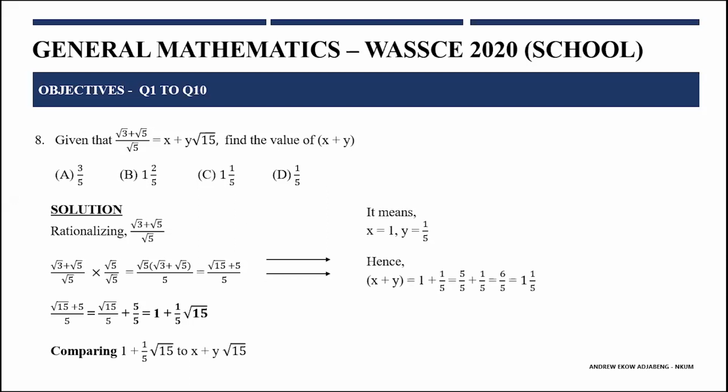Hence, when we substitute that into x plus y, which is the value we are solving for, we are going to have 1 plus 1 over 5. That gives us a fraction situation where we have 5 over 5 plus 1 over 5. Find the LCM, which is 5. And then we do our simple calculation, and we have 6 over 5. The end result being 1 over 5. Therefore, x plus y equals one whole number, 1 over 5, which is answer C for question 8.